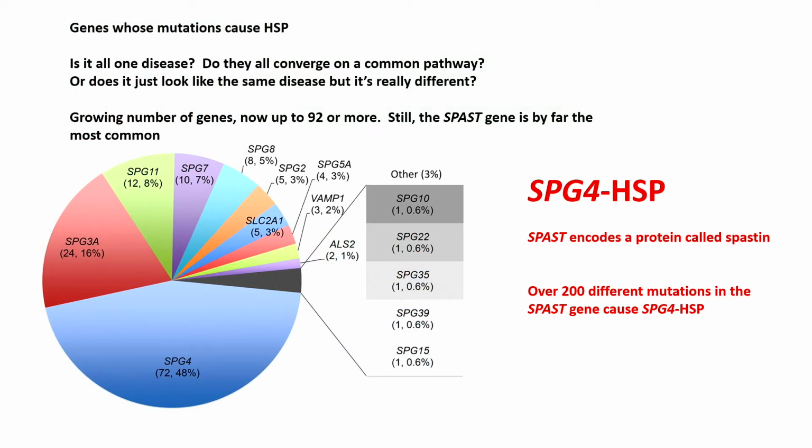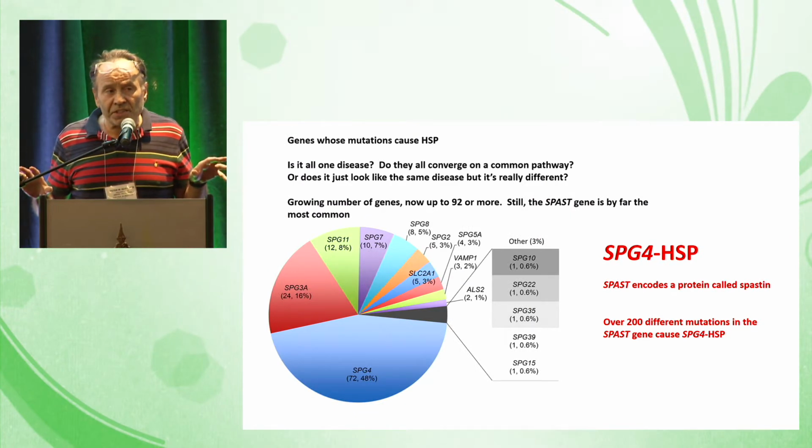Hereditary spastic paraplegia, as I said, is a cluster of different people who have similar symptoms, the gait defects, the spasticity. What we've learned in recent years is that there are several genes whose mutations give rise to what we call hereditary spastic paraplegia. Now, is it all the same disease, or are these all different diseases that manifest similarly?